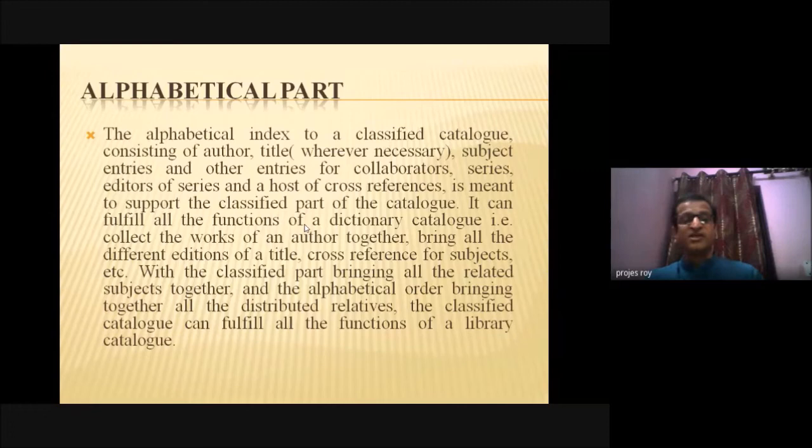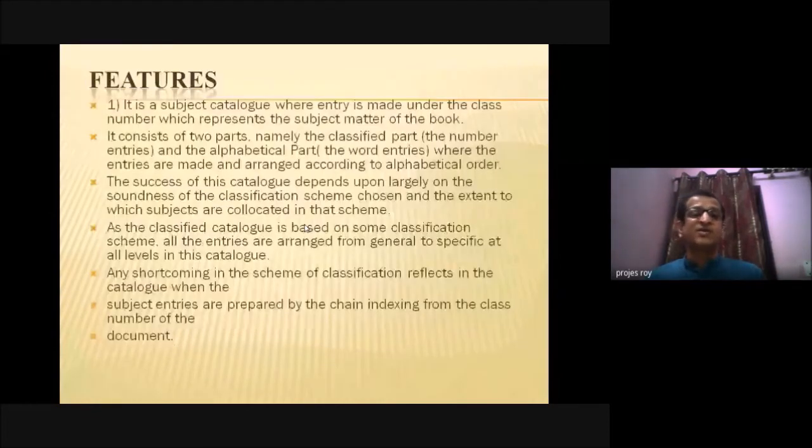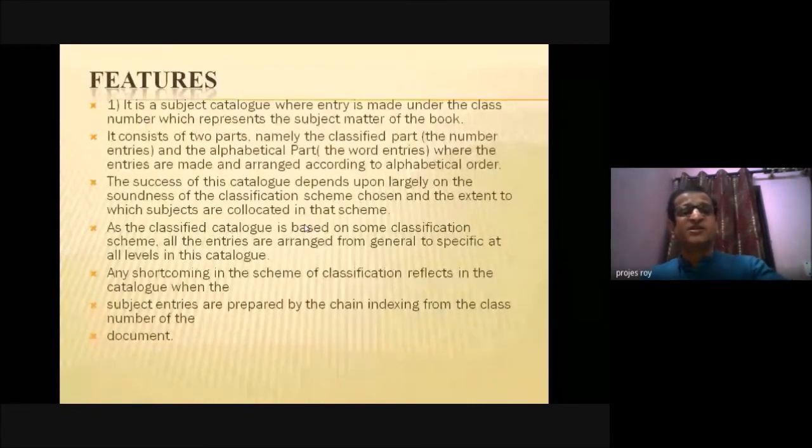So what are the features? The subject catalog, where entries are made under the class number, which represents the subject matter of the books. These are the different features: it consists of two parts, mainly the classified part. And the access of the catalog depends largely on the soundness of the classification scheme.